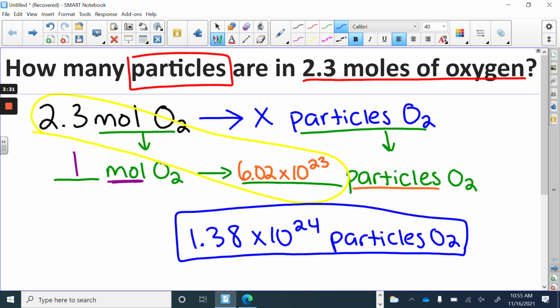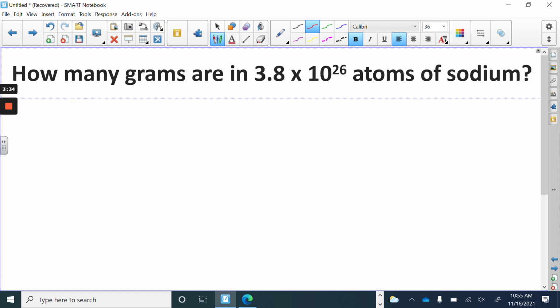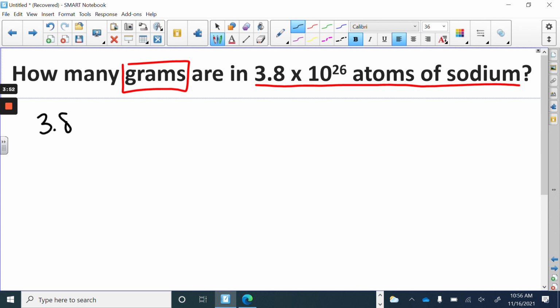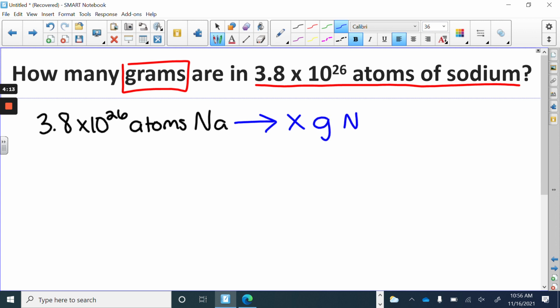Let's do 2 more. This one wants to know how many grams are in 3.8 times 10 to the 26 atoms of sodium. So again, always start off by writing down your given. You're given 3.8 times 10 to the power of 26 atoms of sodium. Always, always, always include your units, guys. Draw an arrow to what we're looking for. We are looking for X grams of sodium.